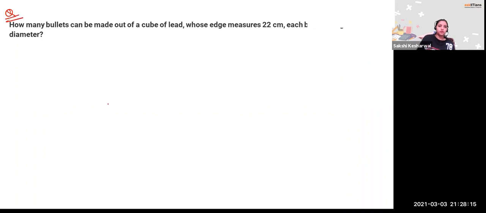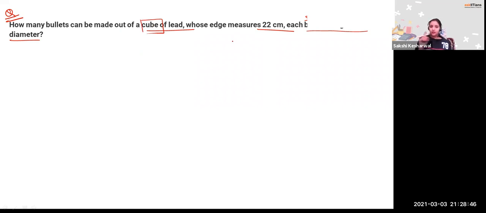What does the next question say? How many bullets can be made out of a cube of lead whose edge measures 22 centimeter, and each bullet is 2 centimeter in diameter? It means you are making a bullet. The bullet is in the shape of a sphere, and it should be mentioned that the bullet is in the shape of a sphere. You have a bullet made out of the cube.